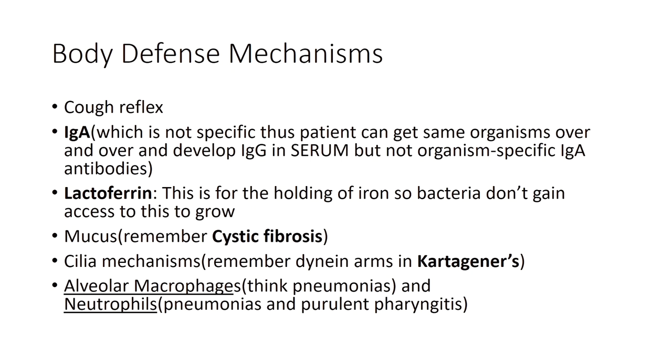Defense mechanisms within this airway: we talked about the cough reflex. This is stimulated by our vagus nerve, because that has sensation in our respiratory tract. Other things such as IgA, an immunoglobulin secreted in our mucosal surfaces, such as our respiratory tract. This is not specific to any of the organisms that we're being infected with, and so a patient can get the same organism or the same infection over and over and over.